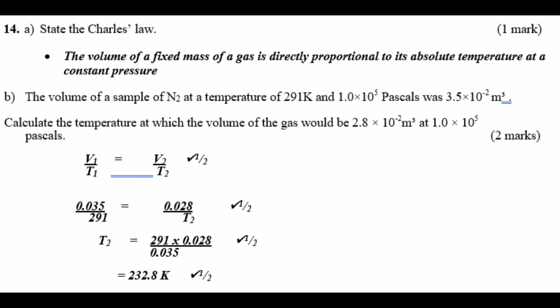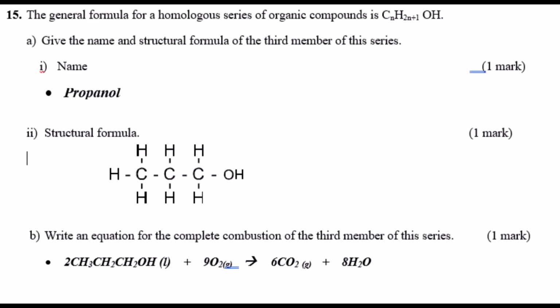Remember, in the question, they have given us the temperature in Kelvin. We don't need to convert to degrees Celsius, because if you're to convert to degrees Celsius, you'll have to subtract the constant 273. But for now, you leave it as such.